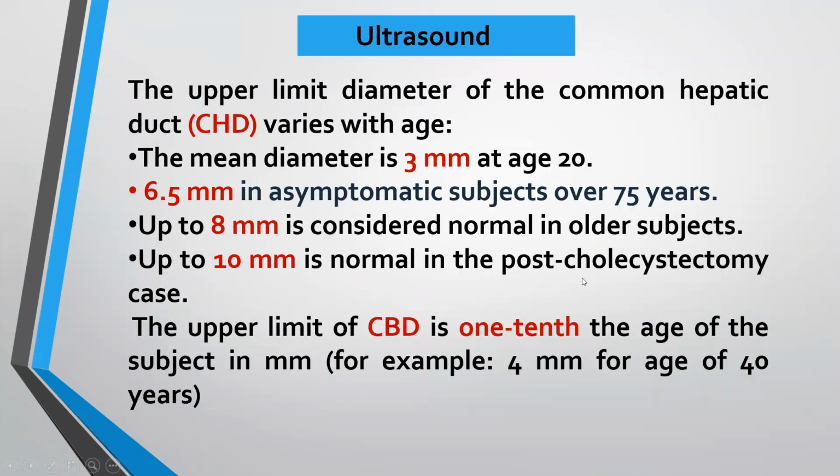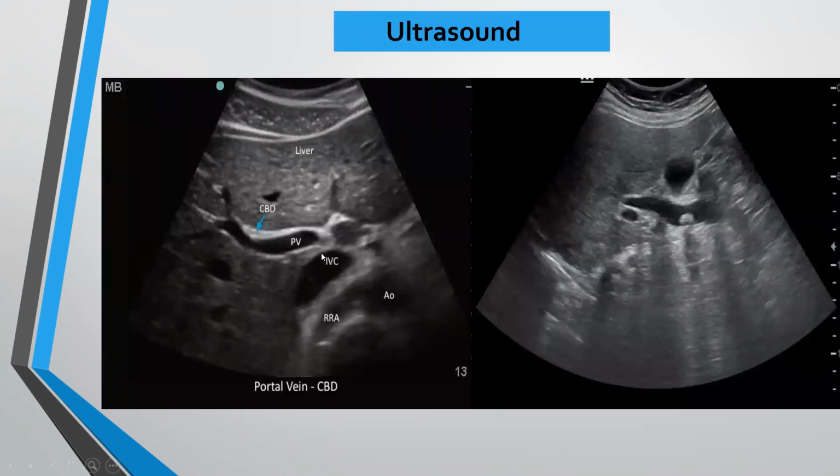duct. The upper limit diameter of the common hepatic duct varies with age. The mean diameter is 3 millimeters at the age of 20, up to 8 millimeters in a normal adult subject, and up to 10 millimeters is normal post-cholecystectomy. And the upper limit of the CBD is 1/10 of the age of the subject in millimeters, for example, 4 millimeters for an age of 40 years. This is a normal CBD in a sonographic image, and this is a dilated CBD with a stone inside it, also in sonography.